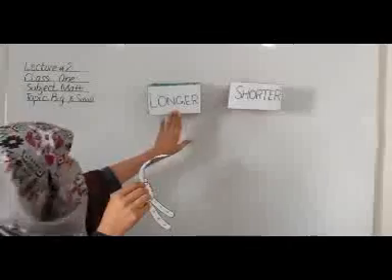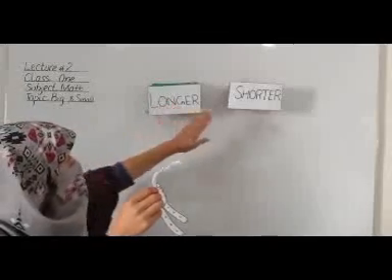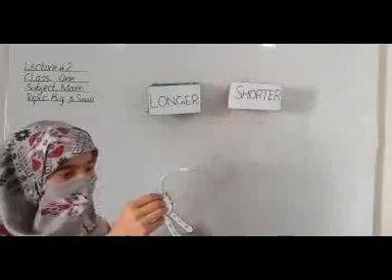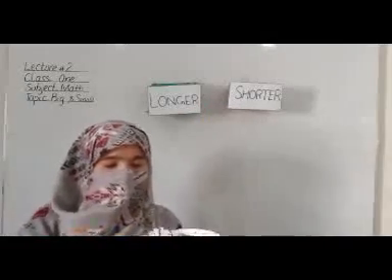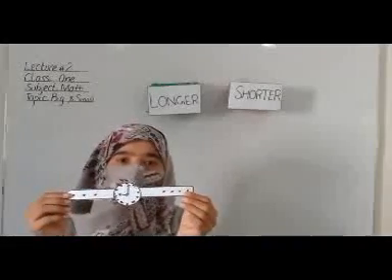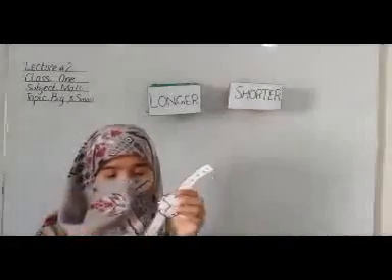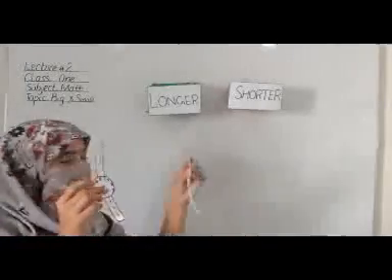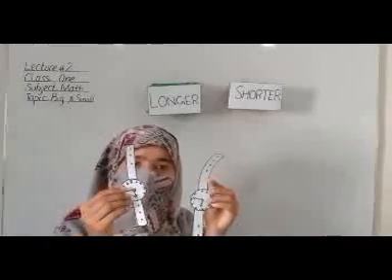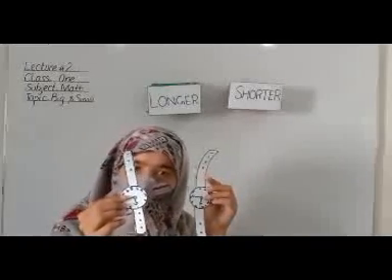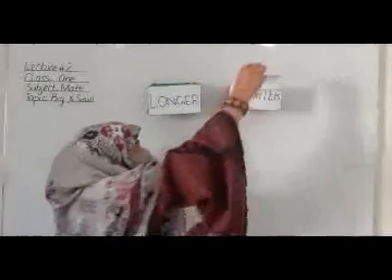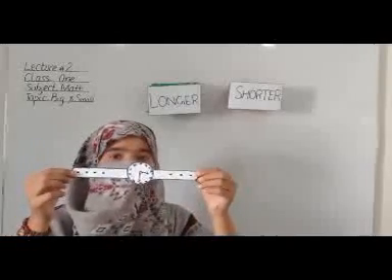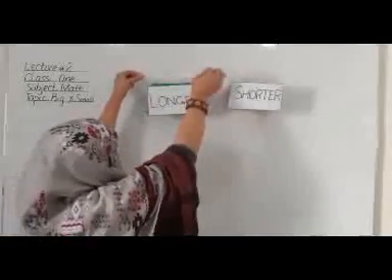This one is the longer box. We put the longer things in it, and this one is the shorter box. We put the shorter things in this box. Okay? I want to show you some things in front of you. Students, tell me, this watch is longer and this watch is shorter. Now put this watch in the shorter box. Okay? And this watch is longer. Now put it in the longer box.